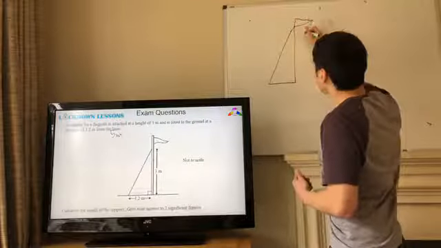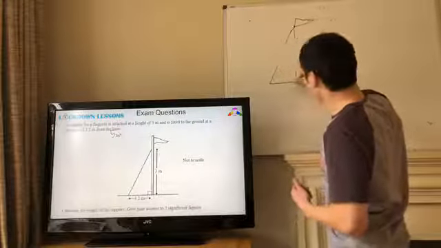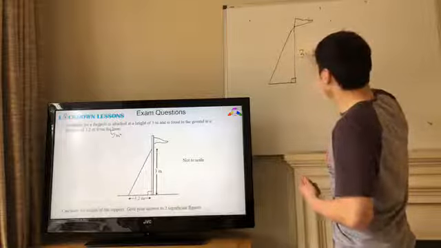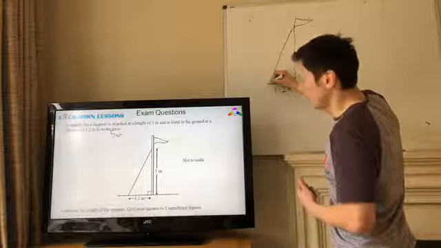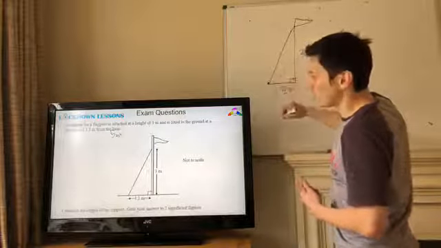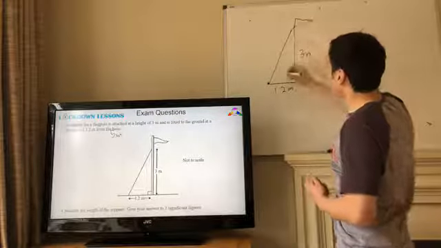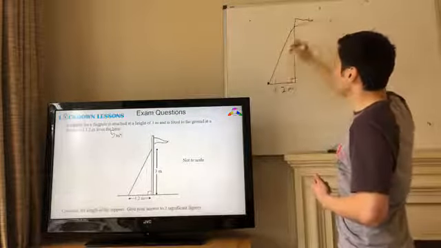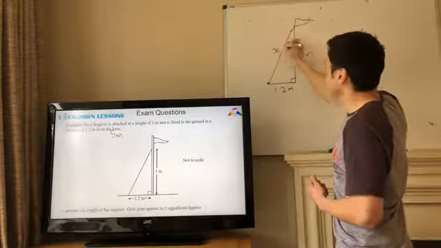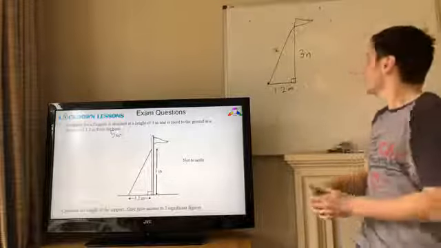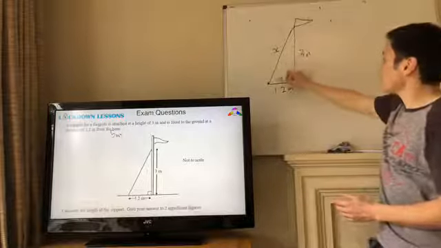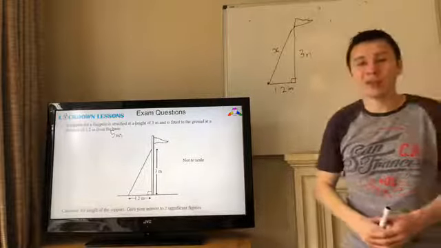So we've got the flagpole, which is 3 meters long. This bit along the board is 1.2 meters. And you need to work out the length of the rope that supports the flag. So you are finding X there, you're finding that length. Okay, so last thing we're gonna do, can you find the length of that rope on this past paper GCSE question?